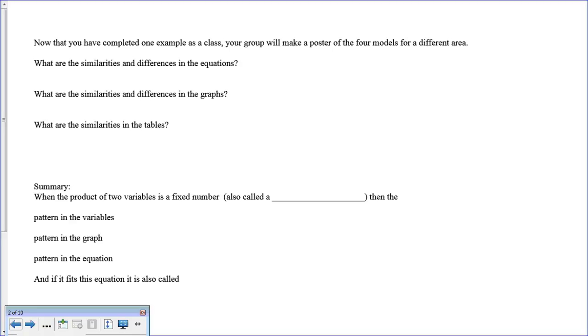Okay, our summary page, what are some similarities and differences in the equations? So look at the equations you came up with. Look at the equations I came up with. What were some similarities? Both of them had some sort of division. Okay, they had a division like y equals 64 over x, which basically meant your y equals your area over your x value, or length equals area over your width, however you wrote it. So they had some sort of division in it. Good. What else was similar?